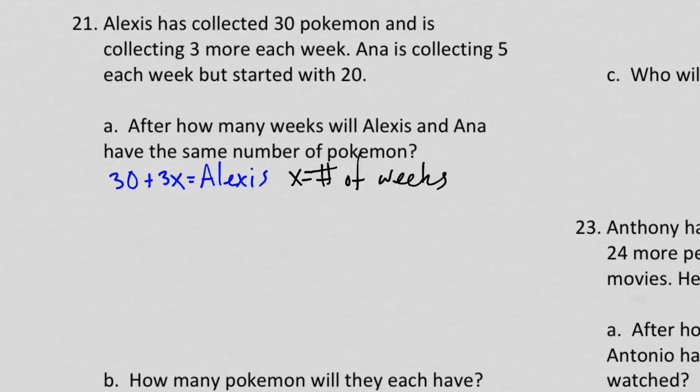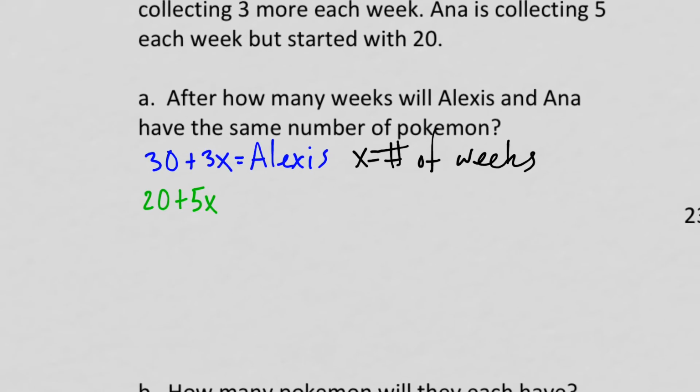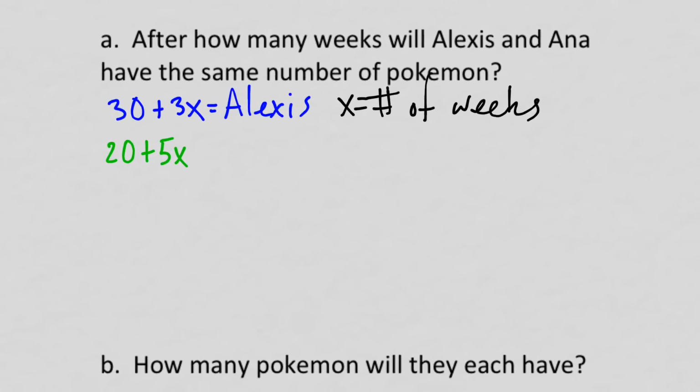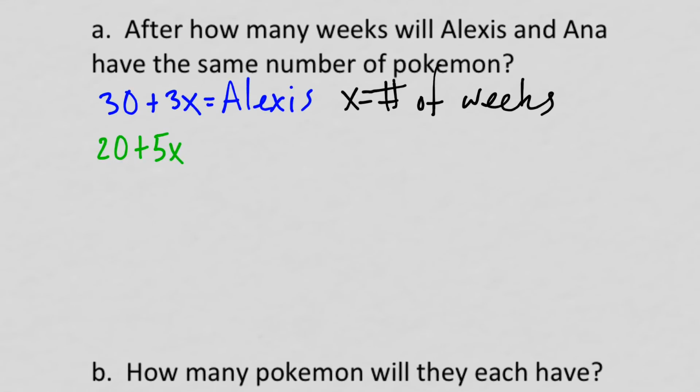Anna is collecting 5 each week. Okay, so Anna is 5 each week, but started with 20. So she started with 20, but 5 each week. So 5x. All right, now we can actually answer the question with that information. This one is Anna. So it looks like Alexis has more to begin, but Anna is increasing by more. She's getting more per week, right?